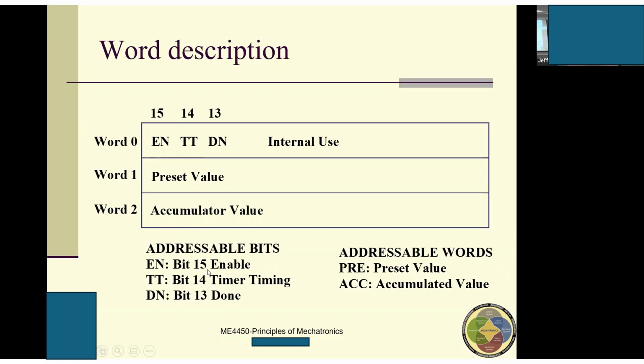So the enable bit, you need to enable it, and TT is timer timing, and bit 13 is done. So this is a done bit. Addressable word. Okay, so this value is addressable. Addressable means that you can visit it. You can either get the content from it, or you can specify some value to it.